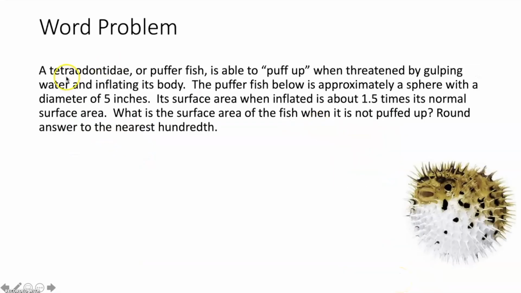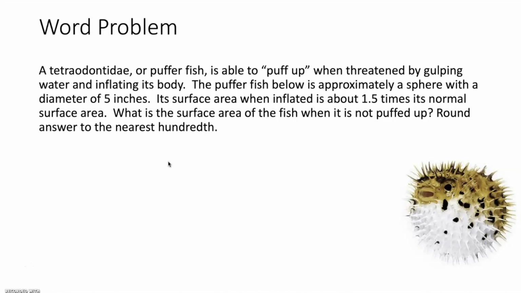Now, the word problem says a tetraodontidae, or a pufferfish, is able to puff up when threatened by gulping water and inflating its body. The pufferfish below is approximately a sphere with a diameter of 5 inches. Its surface area, when inflated, is about 1.5 times its normal surface area. What is the surface area of the fish when it is not puffed up? Round your answer to the nearest hundredth. So that's step 1 in the word problem. We're not scared. We can do this.